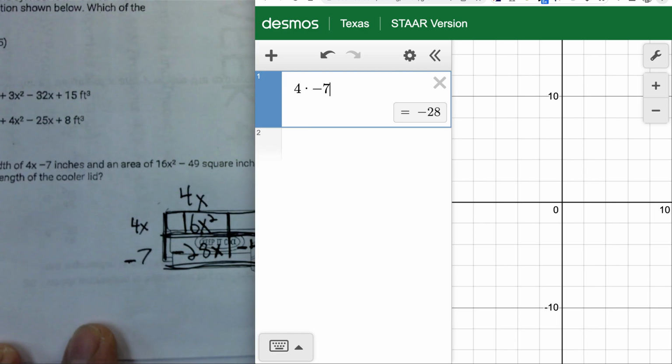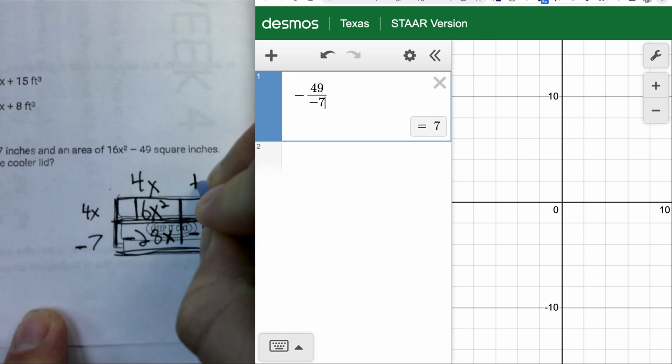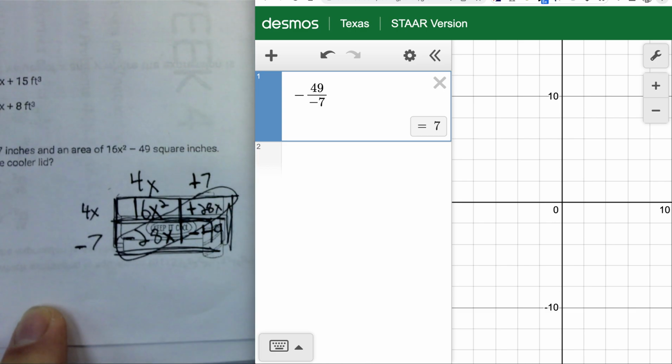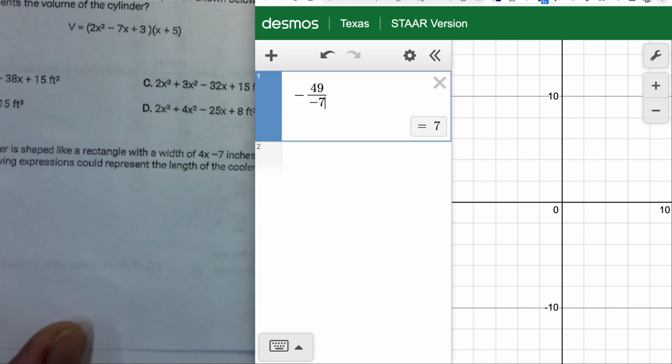Now, I have to think, what number times -7 will give me -49? Well, like I said, if you struggle with your times tables, we'll do the inverse of multiplying. We'll divide. So -49 divided by -7, and I get positive 7. And then 7 times 4x is positive 28x. If I combine those like terms, that gives me 0. Those cancel out, and I'm left with 16x squared minus 49, the original area expression. So here's my answer, y'all. Boom. 4x plus 7. So it should be H.